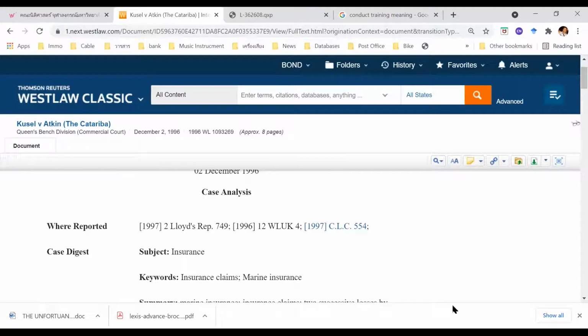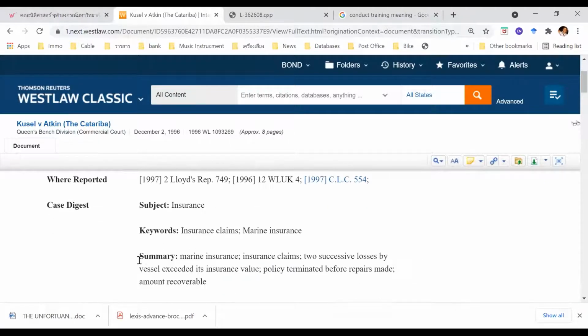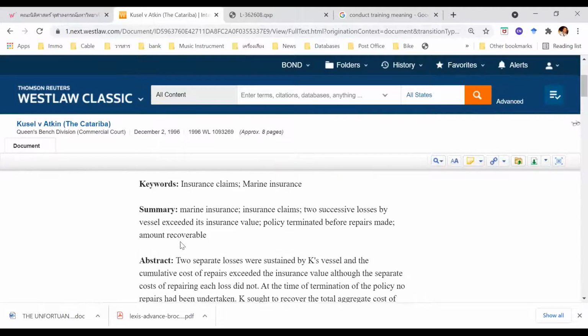Case digest. They say this case is about insurance. It's more specific. What kind of insurance? Marine insurance. You use a ship to deliver goods, the cargo, the marine. It claims the insurance in marine. So you can digest it. They give you the summary of the case.